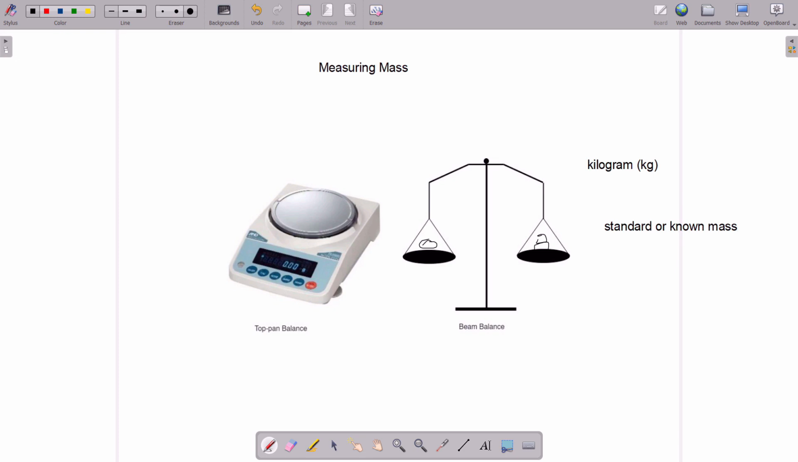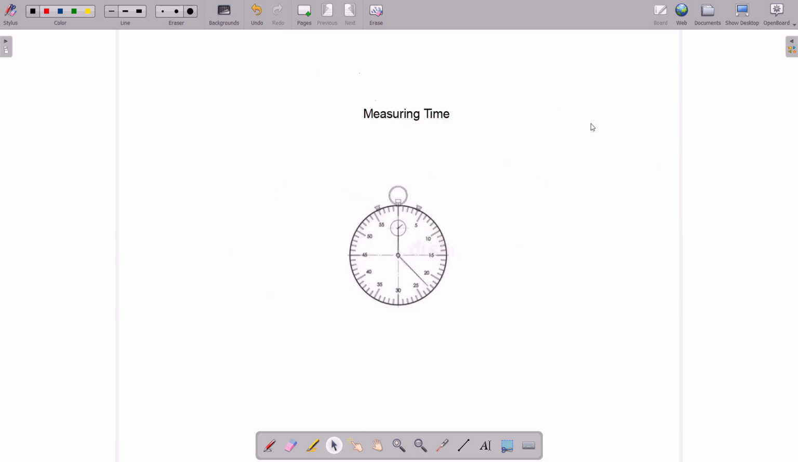So it is quite straightforward. We have to get the two sides of the balance to level up. So when the unknown mass is put in one pan, we put standard known masses in the other until the two are balanced. The sum of the known masses will give us the mass of the unknown object. So this is basically what you have to keep in mind when it comes to measuring mass.